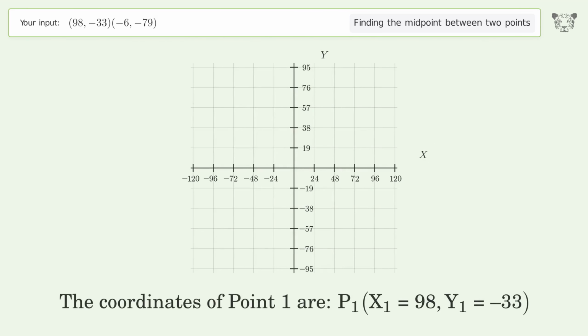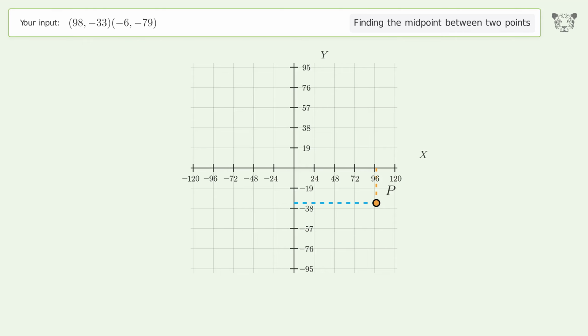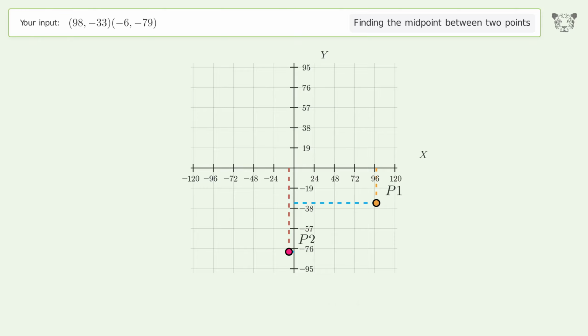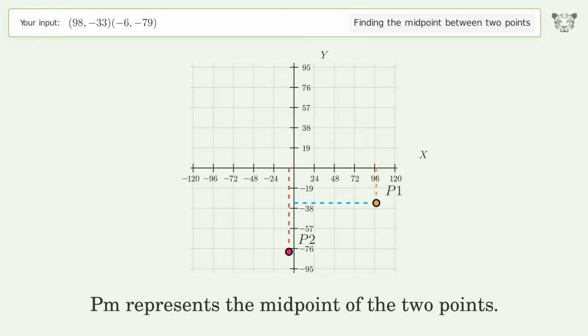The coordinates of point 1 are, x1 equals 98, y1 equals negative 33. The coordinates of point 2 are, x2 equals negative 6, y2 equals negative 79. PM represents the midpoint of the 2 points.